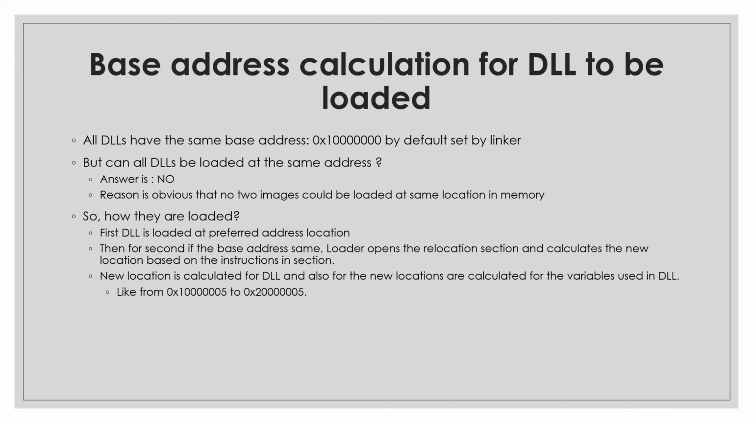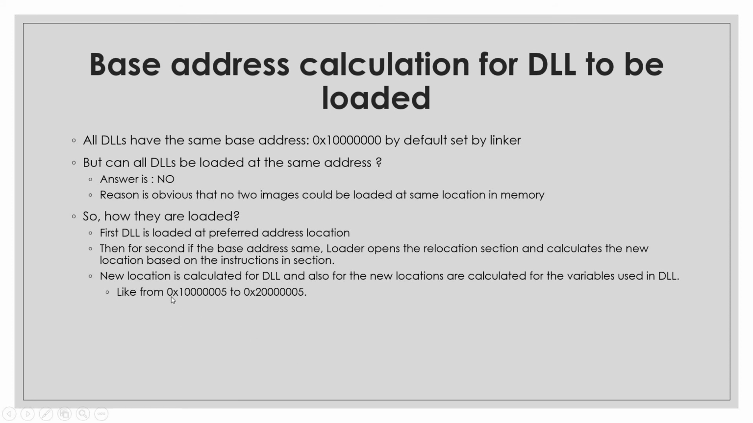When the new location is calculated for the DLL, new locations are also calculated for the variables used in the DLL. In your DLL, you might have written a number of variables and used a number of functions. All those functions and variables must have some address. So once the new address is calculated to load your DLL at a new location, at the same time, all the variables inside the DLL also get a new address.